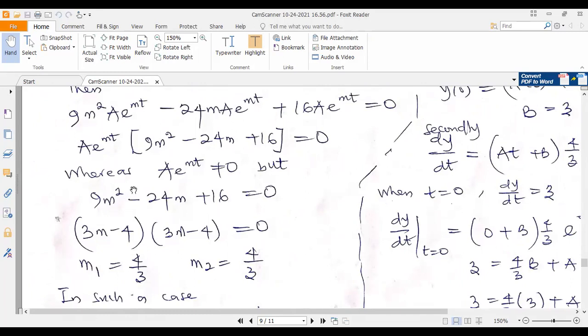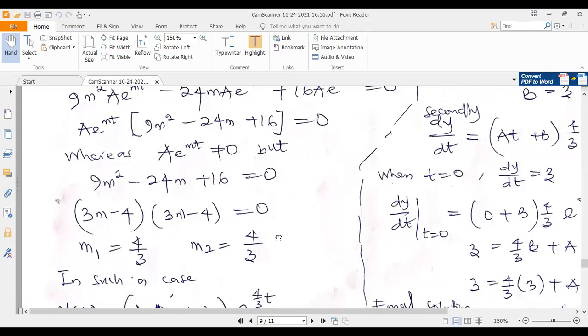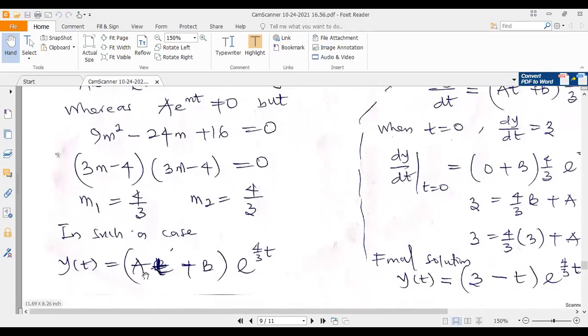I will not speak on that, but by the time you use the expansion method, you will see that this is the same thing as (3m − 4)² = 0. Then what does that mean? It means that my m1 is 4 over 3, and my m2 is 4 over 3. So what is the solution now?